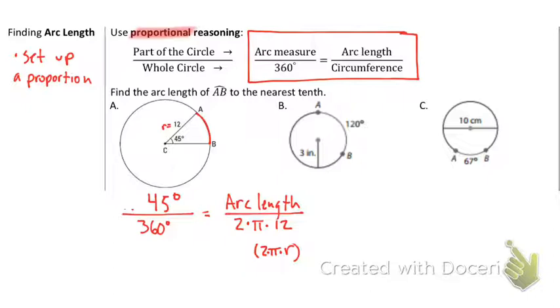The next thing I'm going to do is I want to put in the arc length. Well, here's the problem. That's what we're trying to solve for. So I'm solving for the arc length. So I'm going to call the arc length x because we don't know what it is. So instead of arc length, I'm going to replace it with a variable.